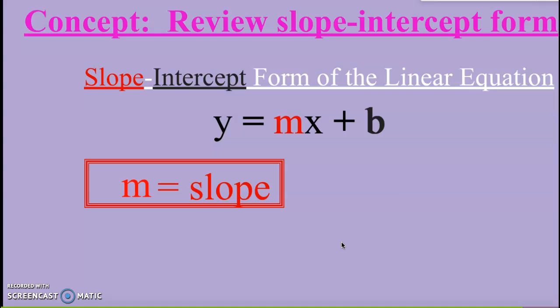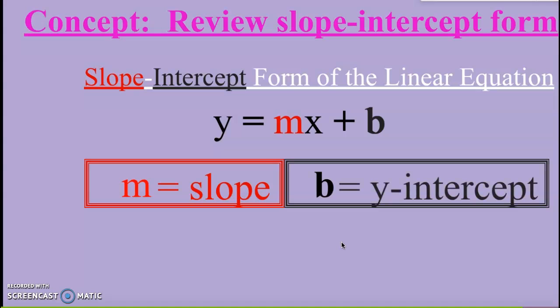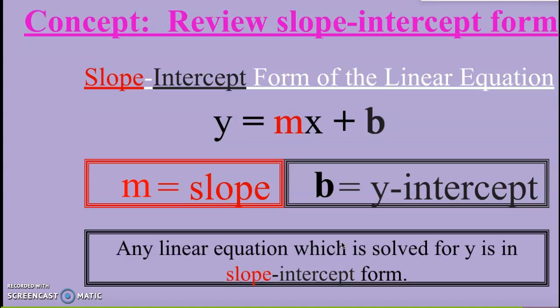Okay. So let's review slope-intercept form. Slope-intercept form of a linear equation is written in the form y = mx + b. Now, remember that m represents slope and b will be your y-intercept. A linear equation which is solved for y is in slope-intercept form.